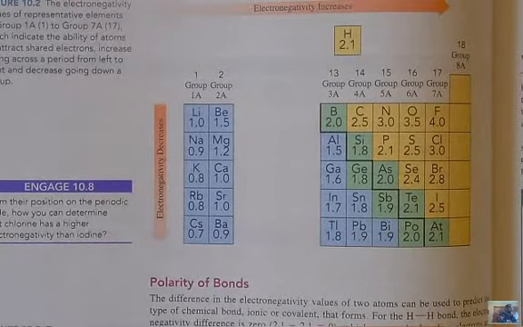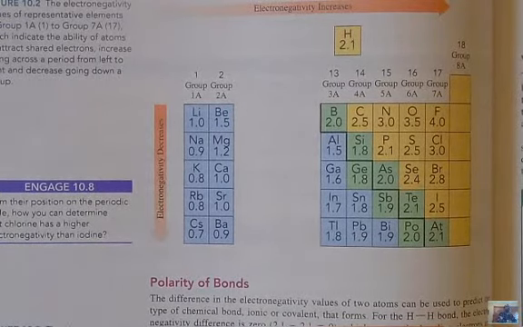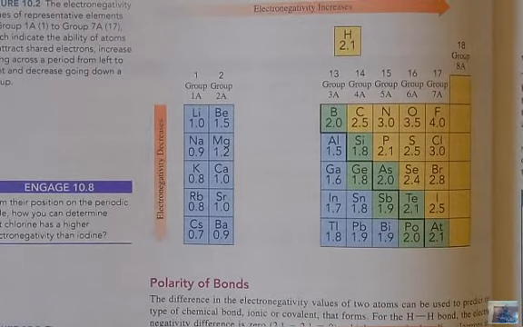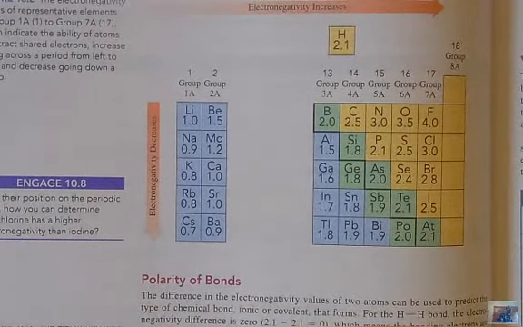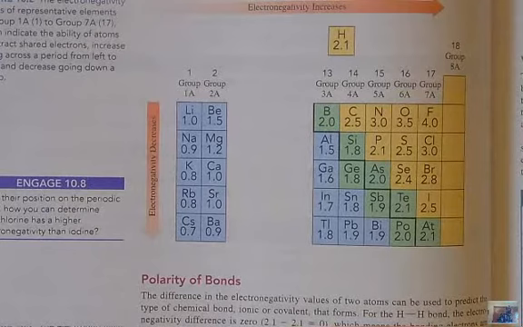Ricardo. This is the second video from Chapter 10, and we're going to concentrate on one topic in this video, so it should be shorter than usual. The topic we're going to talk about is electronegativity and the polarity of covalent bonds.